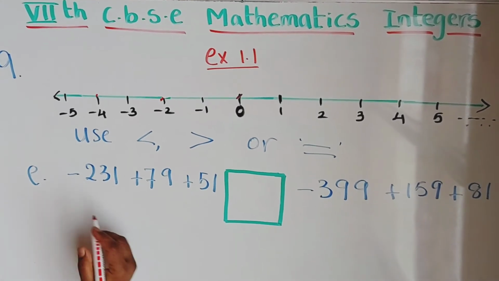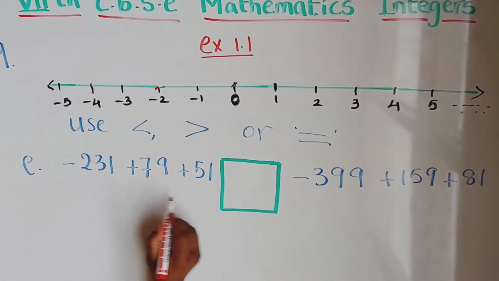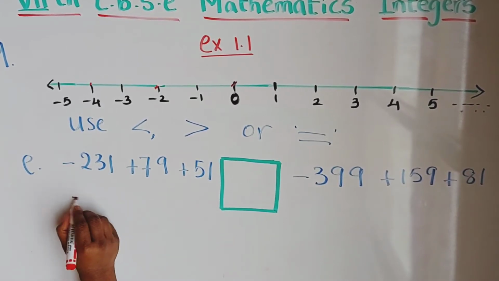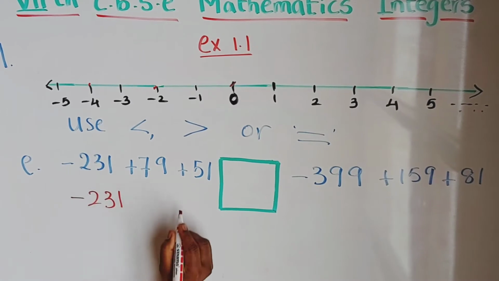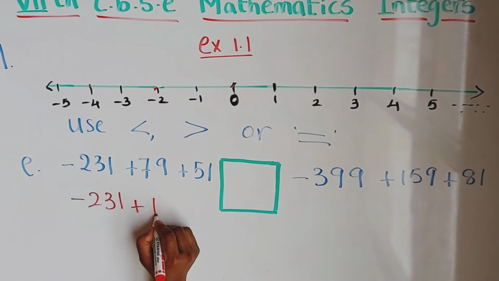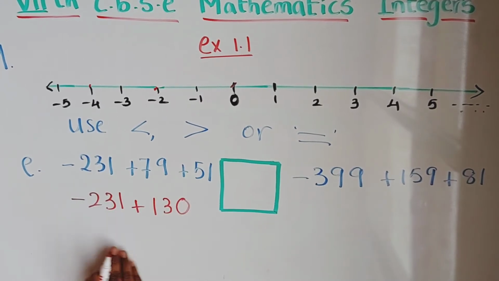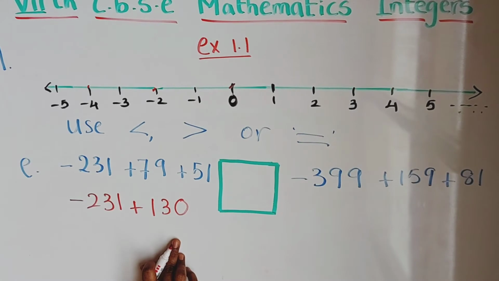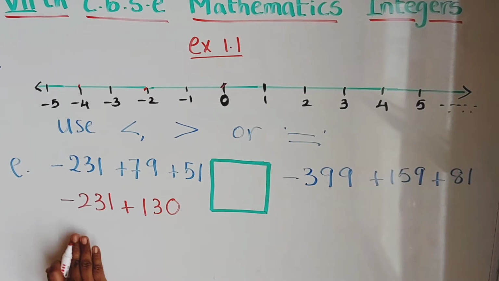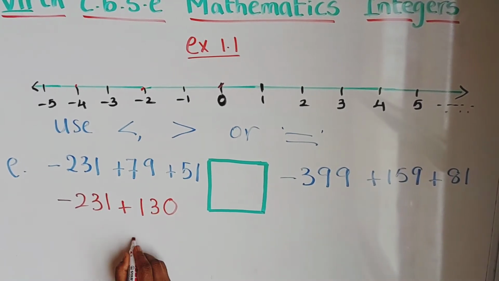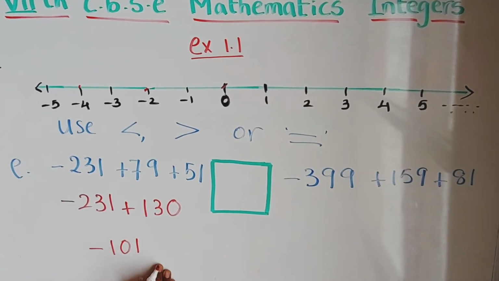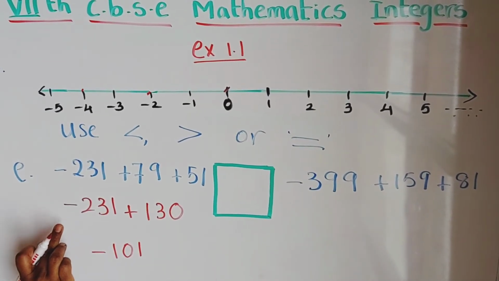Now question E, children. Minus 231 plus 79 plus 51. First we will add these positive numbers. So minus 231 as it is I am writing. Now tell me, 79 plus 51. So it is 130, right children? One negative integer and one positive integer. It is minus 231 plus 130. We have to subtract: 231 minus 130. How much? It is 101. Plus or minus? Minus 101, because the bigger number's sign is minus.